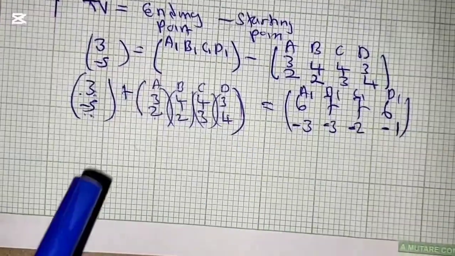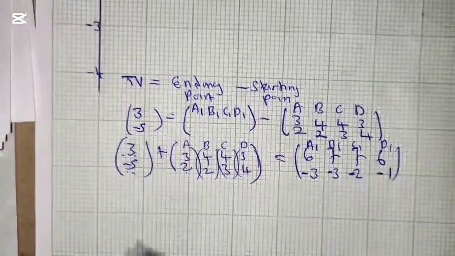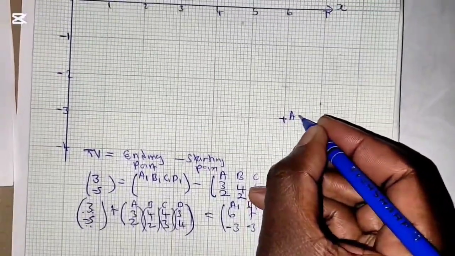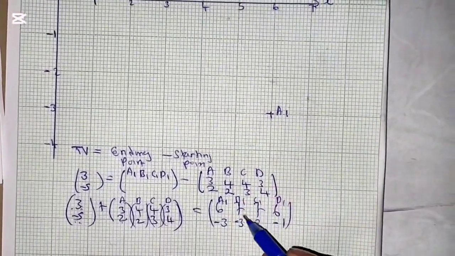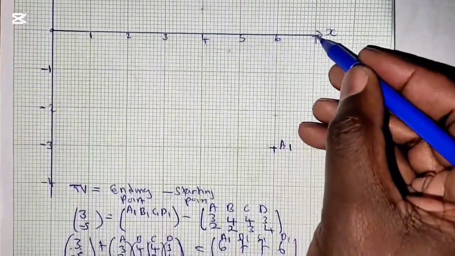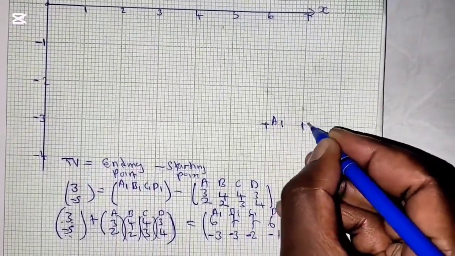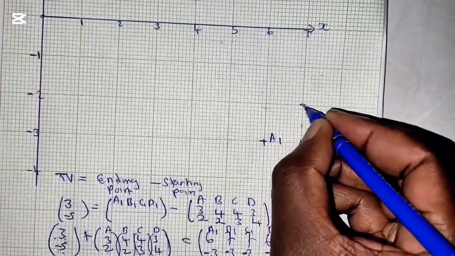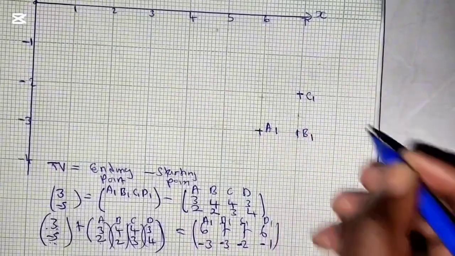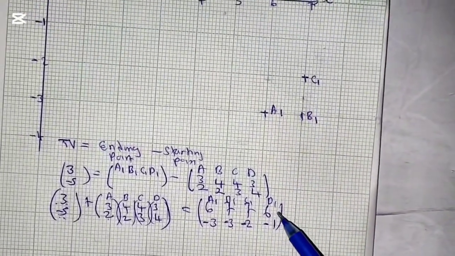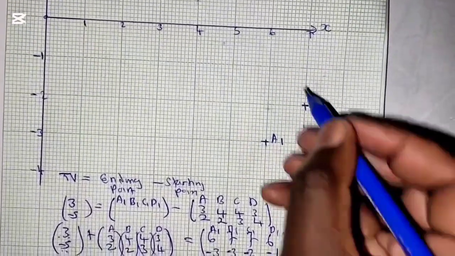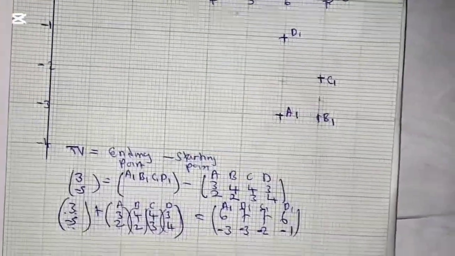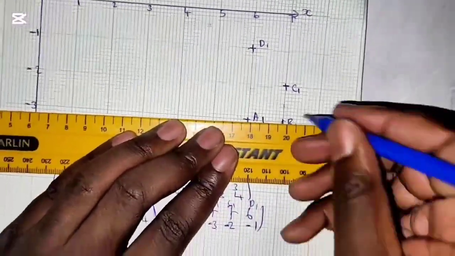Ending point minus starting point. So let's draw it clearly. 6 and minus 3. Right here, that's A1. Then 7 and minus 3. That's B1. Then 7 and minus 2. That's C1. Okay. Then 6 and minus 1. Right here. That's D1. Okay. So that's our shape.